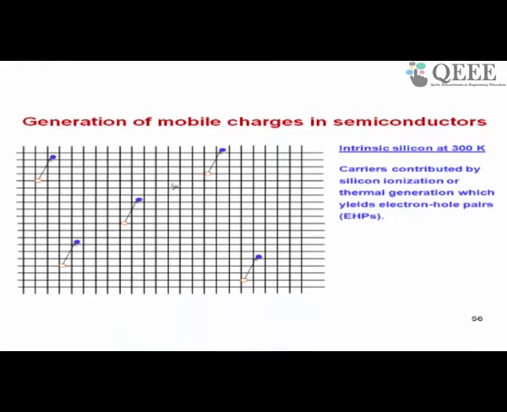So, that is what is shown here. Carriers contributed by silicon ionization or thermal generation, which yields electron hole pairs. Now, what is happening is you have an electron and you also have a vacancy. That vacancy is referred to as a hole. So, every time a silicon bond breaks, you get a pair. One is a free electron, that is called the electron, and a vacancy, that is called a hole. We will shortly see why the vacancy is also given importance as a mobile charge.